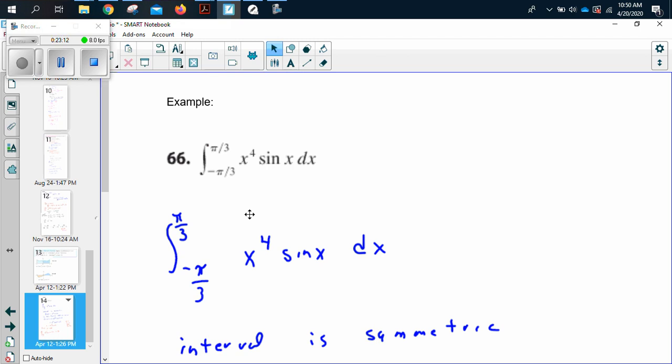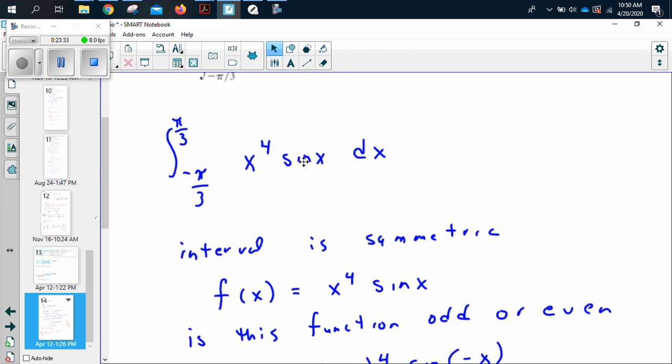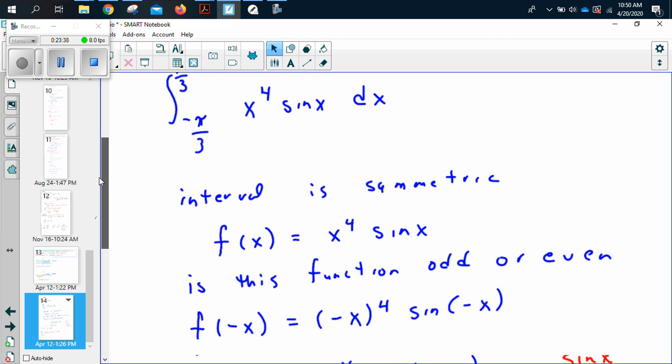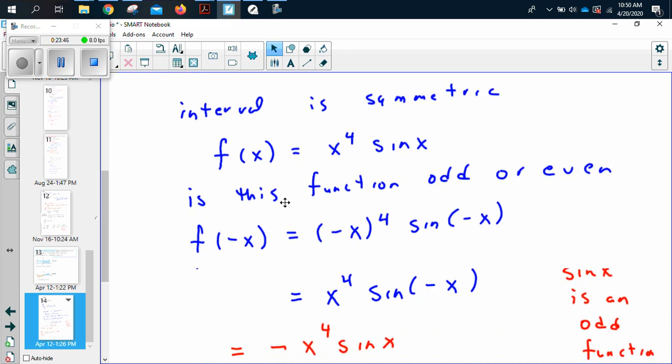So I notice that my interval is symmetric. And then really what I want to figure out is whether this is an even or an odd function. We don't know how to integrate this right now. So the only thing we could do in this class, because we haven't learned how to integrate something like this, is use the theorem, and hope that we can use the theorem. So I want to figure out if this function is even or odd. Let's just put in a negative x here and here. Negative x to the fourth is the same as x to the fourth.